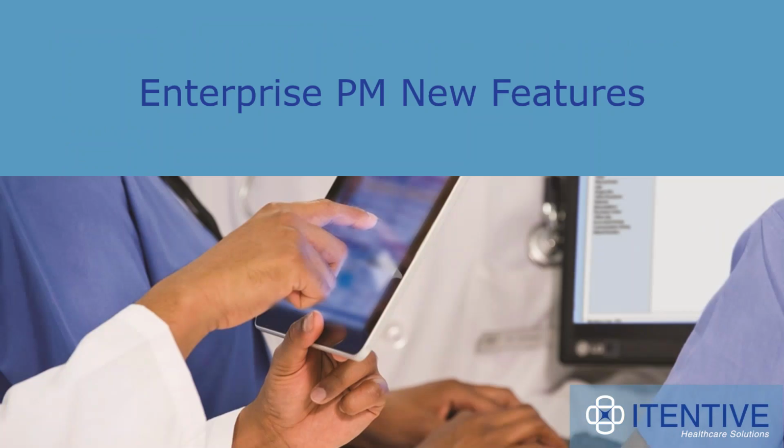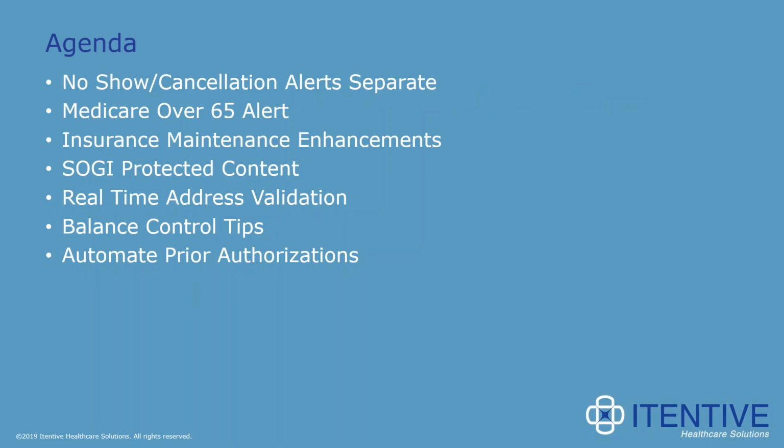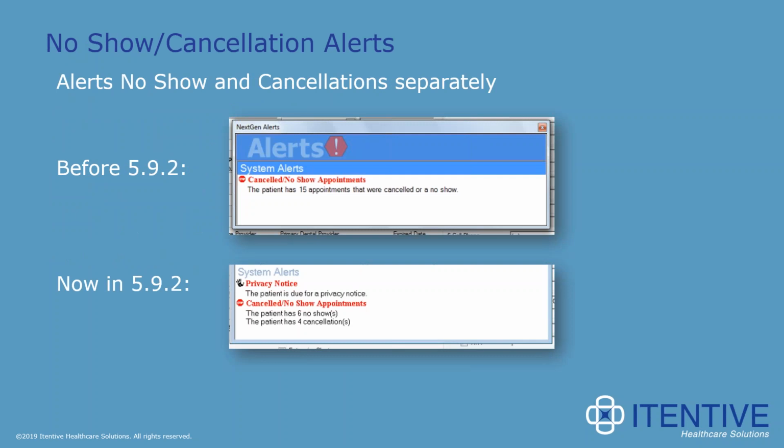And now we'll move on to the PM features. Again, we went through those pretty quickly, and unless you had a specific issue with some of these areas, those past slides were probably not too meaningful for you. But if you have any specific questions, we'll be happy to take you through the benefits. As for the agenda of the PM: no-show cancellation alerts are now separate, a Medicare over 65 alert, insurance maintenance enhancements, SOGI protected content, real-time address validation, balance control tips, and automated prior authorization.